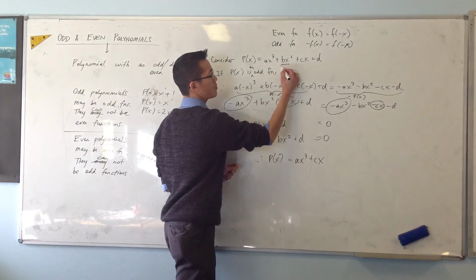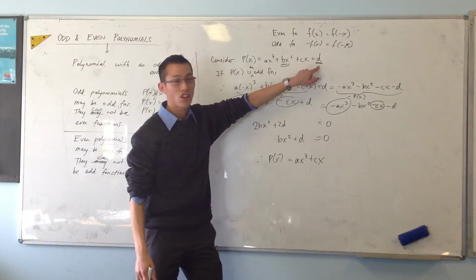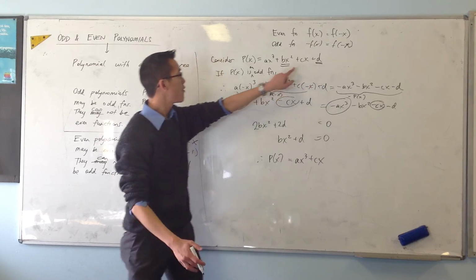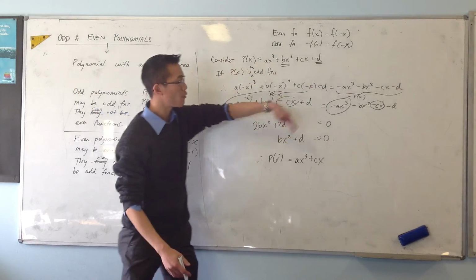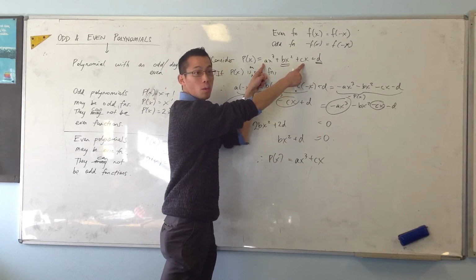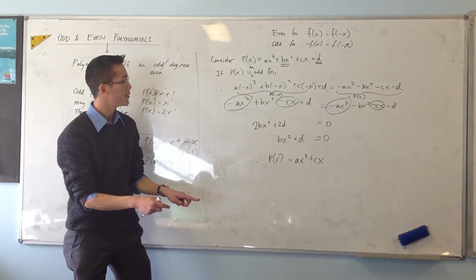Now if I've got these parts here, x squared terms will always be even, and constant terms will also always be even. If I want the whole thing to be odd, I've got to get rid of those even parts and only leave behind the odd ones, which is why that's what you end up with at the end.